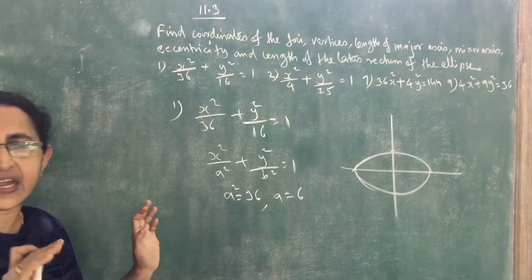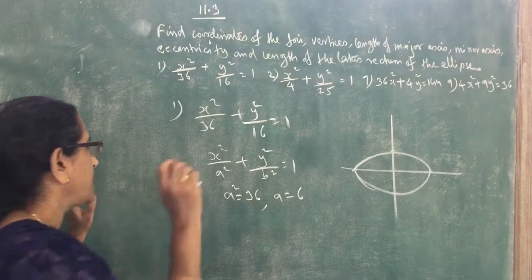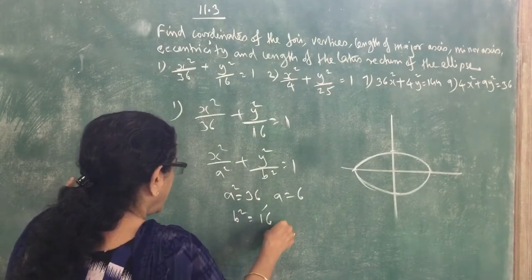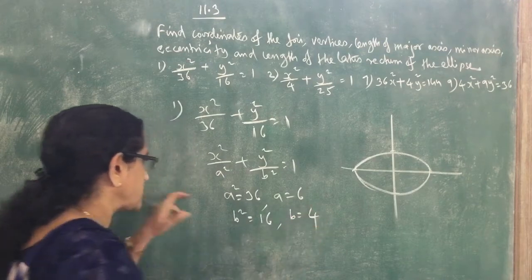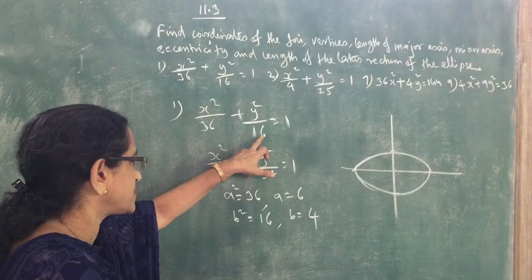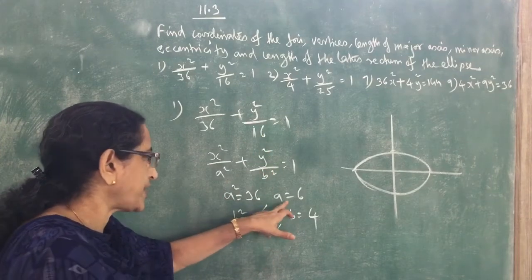Remember that a, b, c are positive numbers. b square equal to 16. Therefore, b equal to 4. So a equal to 6, b equal to 4. Now we got a and b.